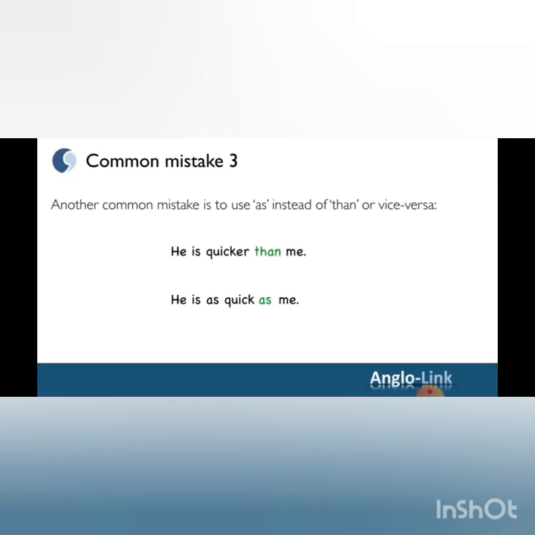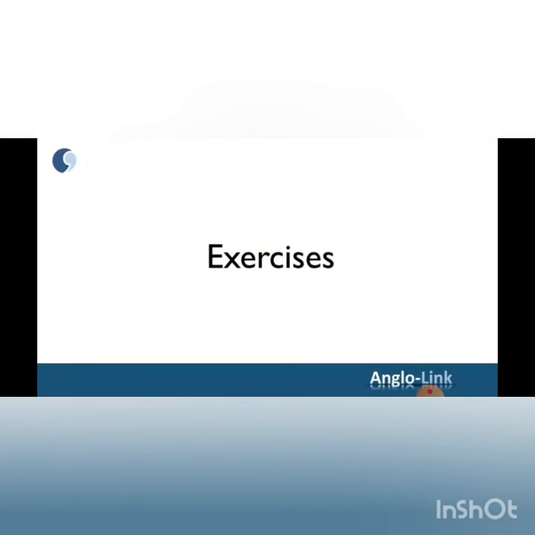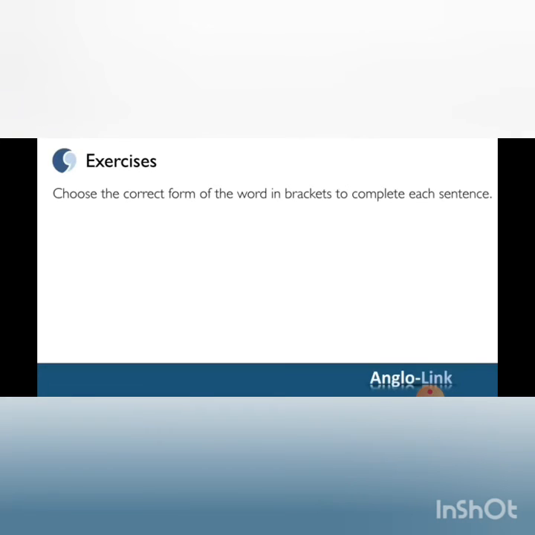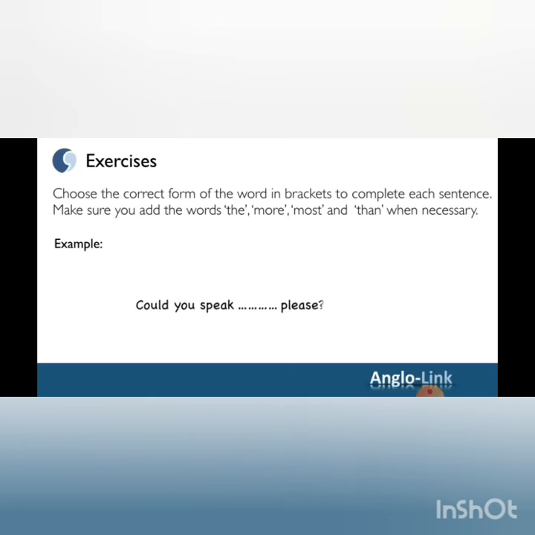Right then, that's the end of the lesson. Let's move on to our exercises. I want you to choose the correct form of the word in brackets to complete each sentence. And make sure you add the words the, more, most, and then when necessary. For example, could you speak slowly, please? The adjective is slow, and you need to say, could you speak more slowly, please?